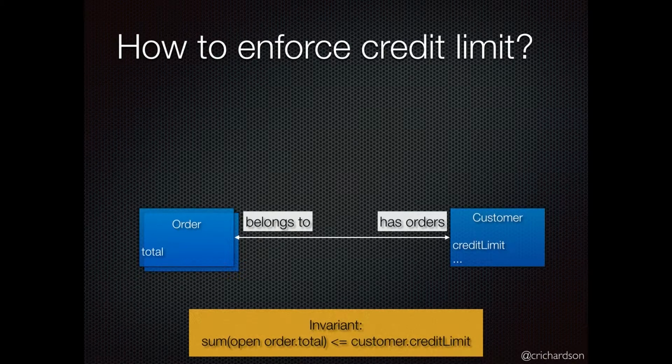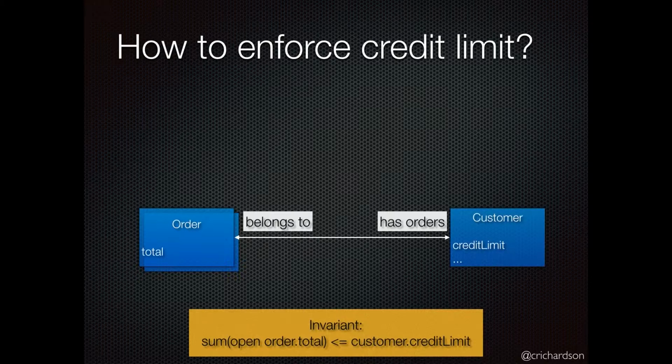But here's one of the examples that I like to use. So imagine you have orders, right? Orders have a total. And then imagine that you have customers, but there's one sort of wrinkle where a customer has a credit limit. And the idea here is that the outstanding orders for a given customer must not exceed the credit limit. So that's an example of an invariant, a business rule that exists within the application that must be enforced at all times.